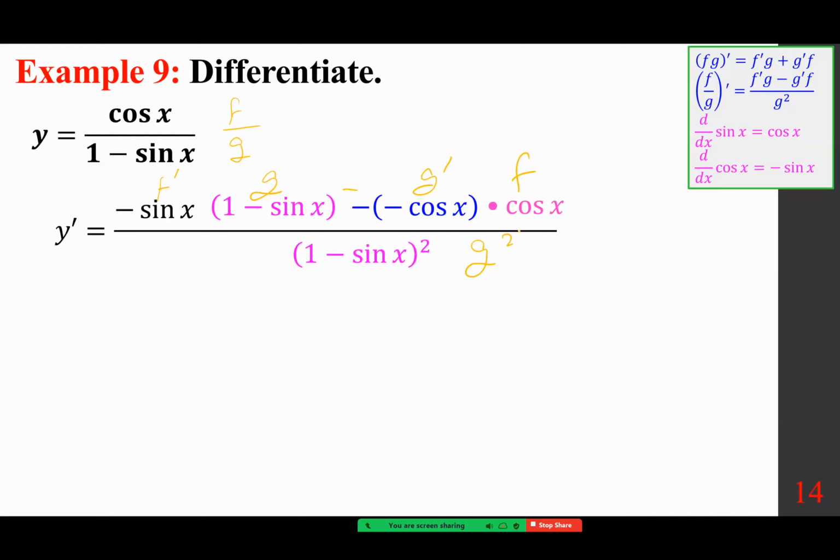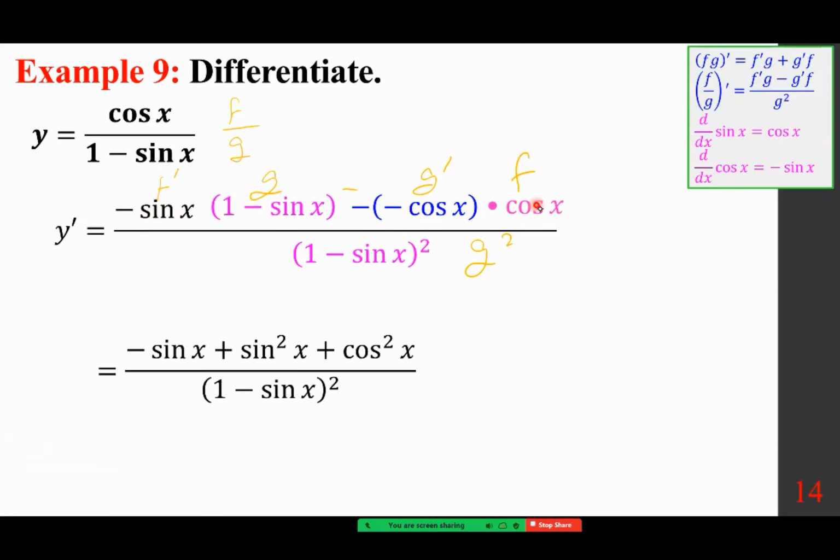And again, we're done with calculus. We are going to simplify. So let's distribute minus sine x. Let's distribute minus and minus, plus sine squared. Let's distribute minus minus, plus cosine squared. We notice if we put these two together, we get 1.